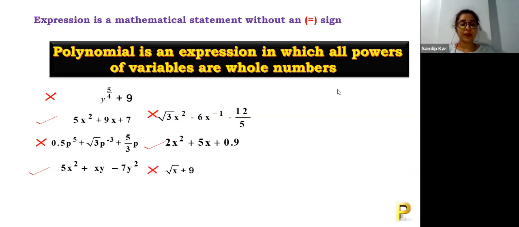Root x plus 9. Here is something important: if the variable is in the denominator or it has a root, these are the important things you have to remember. So root x can also be written as x to the power 1 by 2. Is 1 by 2 a whole number? No, it is not. Therefore, this given example is not a polynomial.